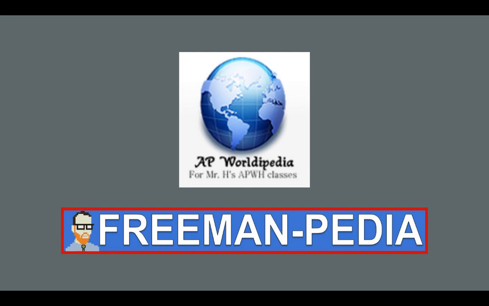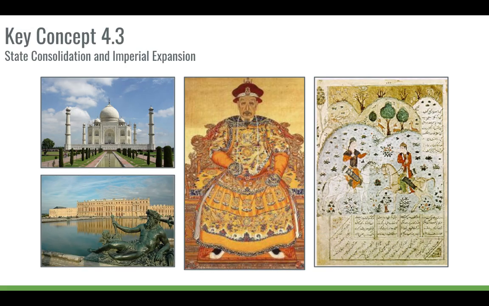So let's go ahead and get started with our last key concept for this unit, and that is 4.3, State Consolidation and Imperial Expansion. What we see in this early modern time period is that the wealth generated from our global networks of exchange is going to lead to key changes among existing empires and newly constituted empires. So let's take a look at how this happened.